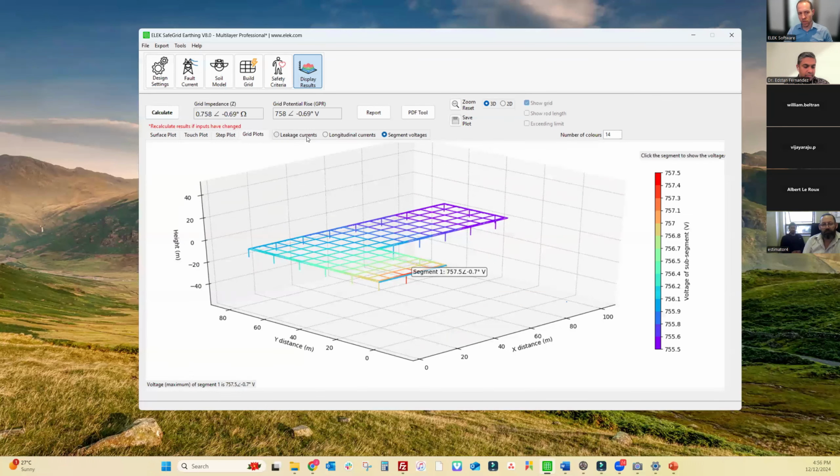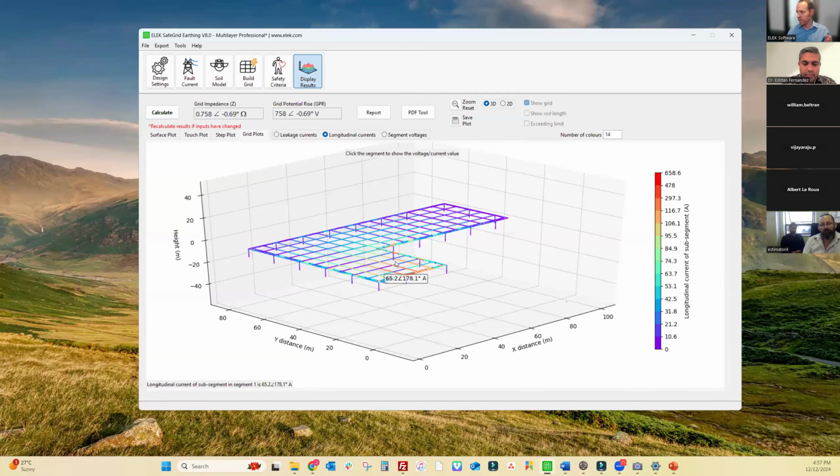Grid plots. Let's look at grid plots. Remember, I talked about what happens during an earth fault. So I can look at leakage currents. It looks like a lot of the fault current is leaking out through the rods. So the rods are really, really effective in this design, under these soil conditions. We can look at longitudinal currents. We've got more red down this area. It looks like the fault occurred somewhere here down in this area of the grid.